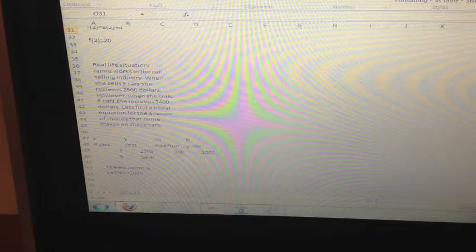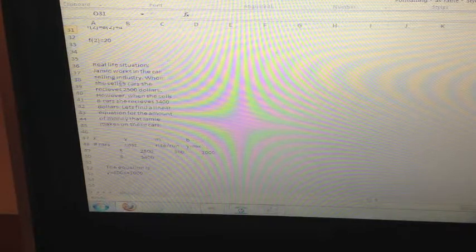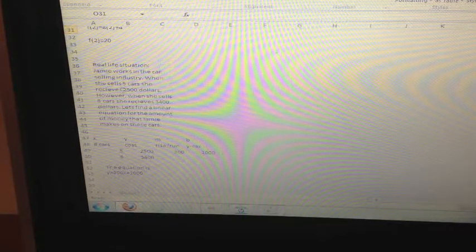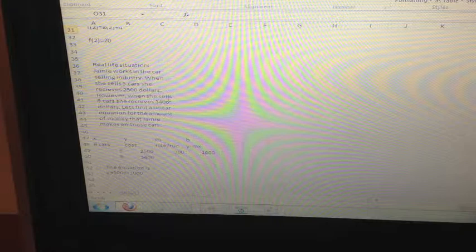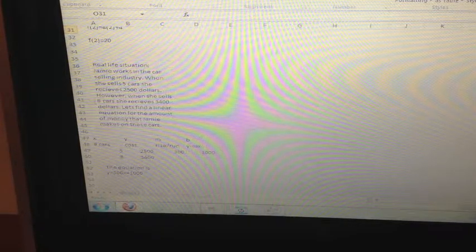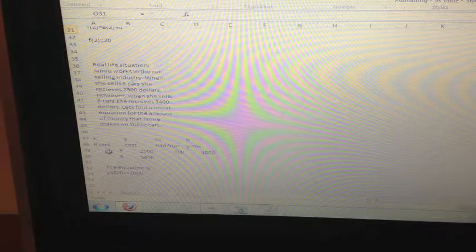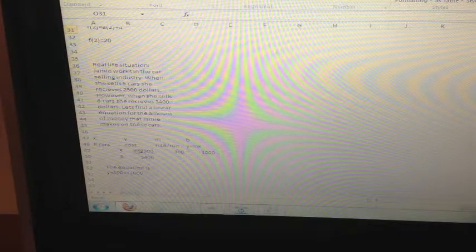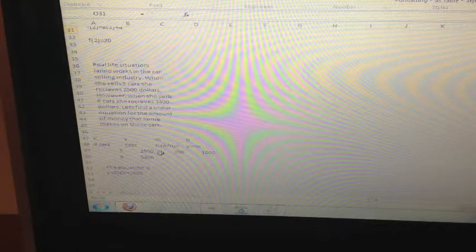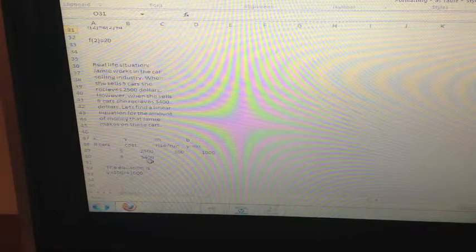So first we take these numbers that we got from our problem here, and it says she sells 5 cars and she receives $2,500. And then it says she sells 8 cars and receives $3,400. So we put in the 5 as her number of cars and the $2,500 as the cost, and then we do the same thing with the other numbers.